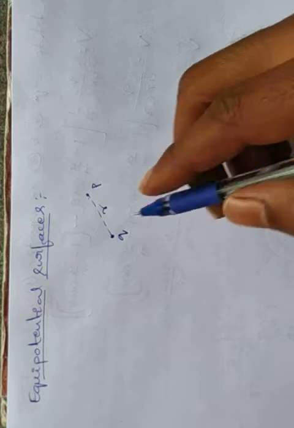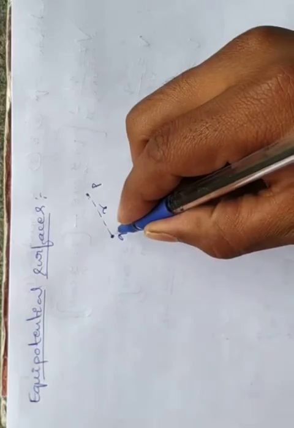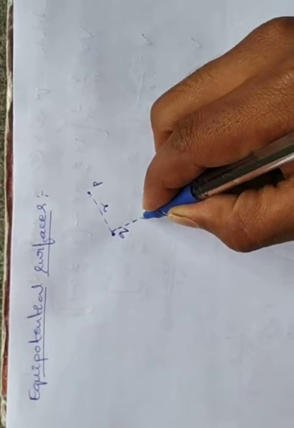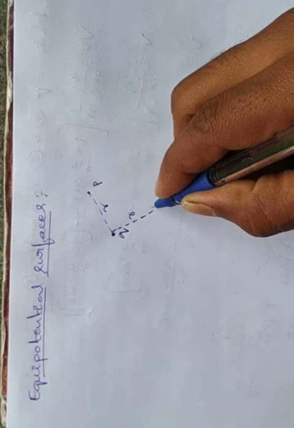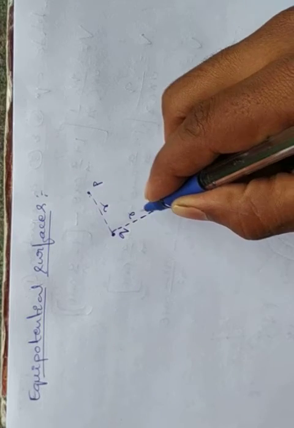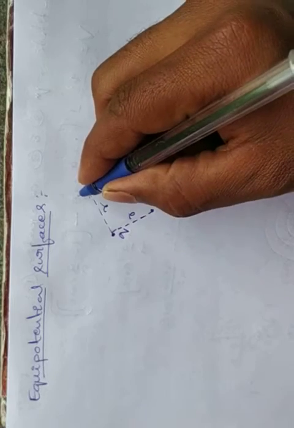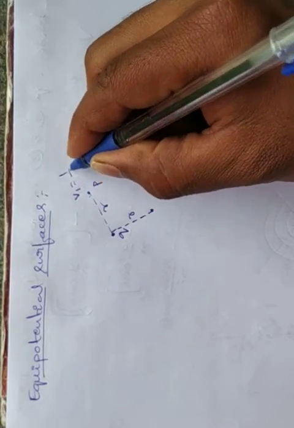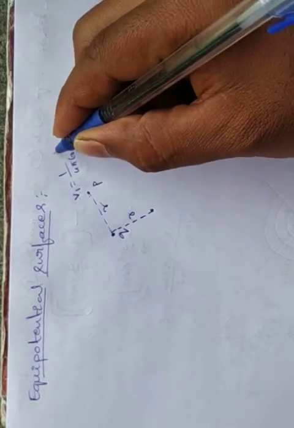Again, on the other side, with the same distance R, I measured the potential. Whatever potential is there, we take it as V1, which we can say is 1 by 4 pi epsilon naught, Q by R. That is the potential at a point due to a single charge.